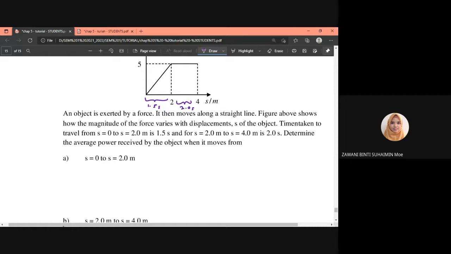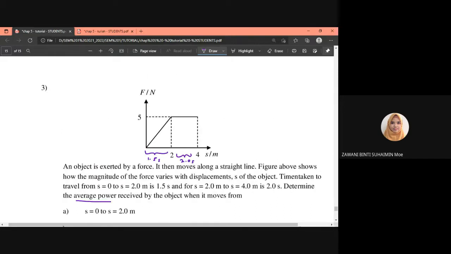Okay, masa yang diambil. So determine the average power received by the object when it moves from S is equal to 0 to S is equal to 2 meter. So dia nak minta average power. So bila awak tengok, awak dapat graf F versus S. So maksudnya area under the graph, under F versus S is equal to work. Okay, work done by the object lah when it moving from kosong to 4 meter. So lepas tu kita kena tengok unit dia. Okay, so tak ada prefixes, so tak apa, tak ada masalah. Okay, so kalau ada prefixes maksudnya kilonewton.